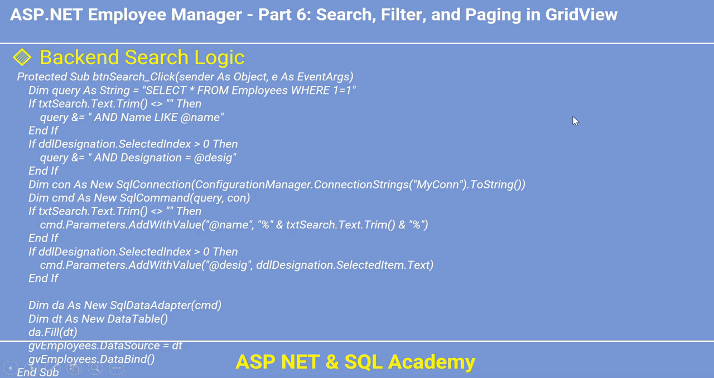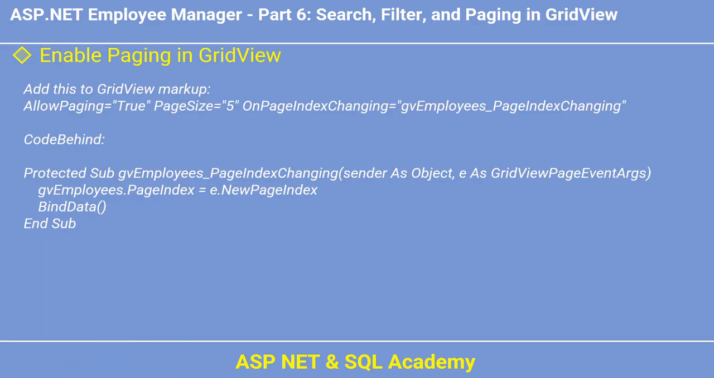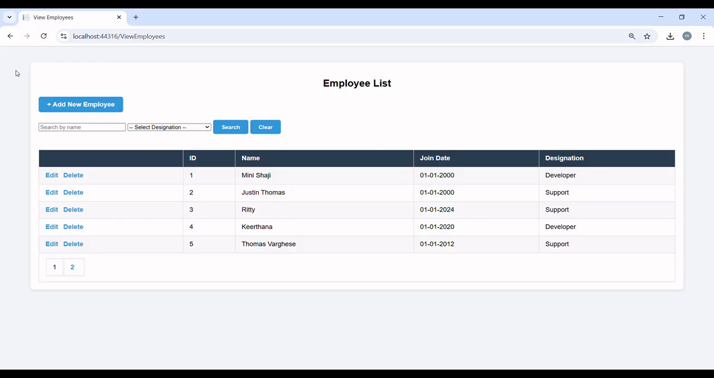This dynamic SQL allows filtering based on search box and drop-down selections. It uses parameterized queries to ensure security and flexibility. To support paging, enable AllowPaging, set PageSize, and handle the PageIndexChanging event. This reloads the data grid with the appropriate page.